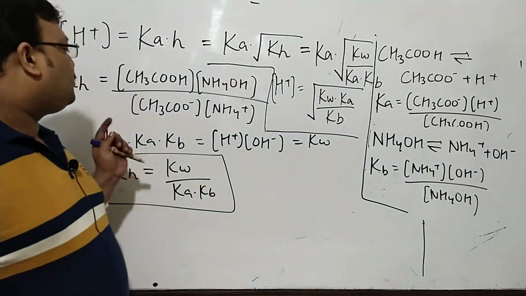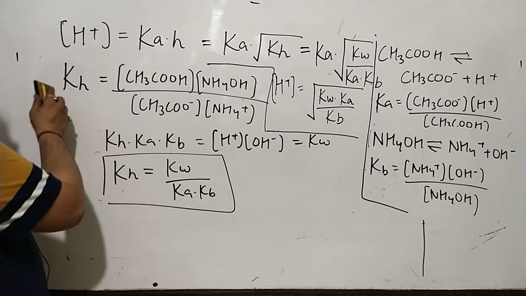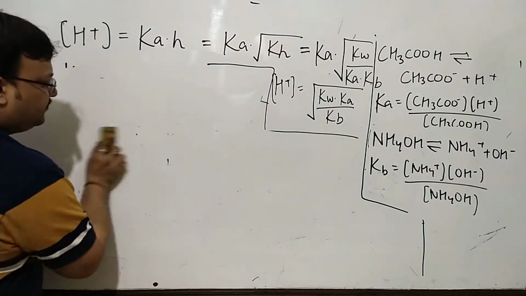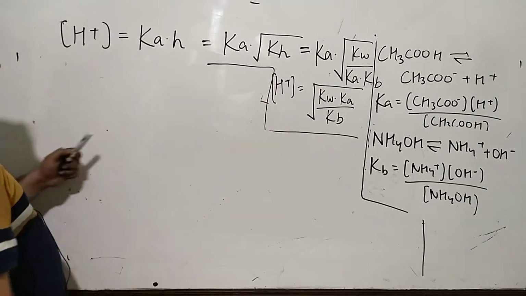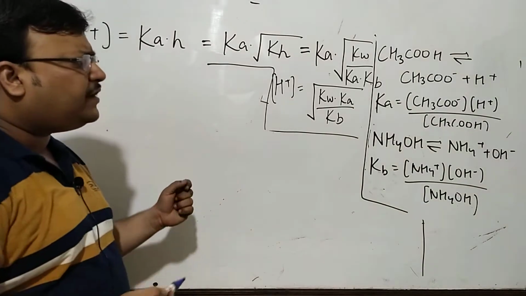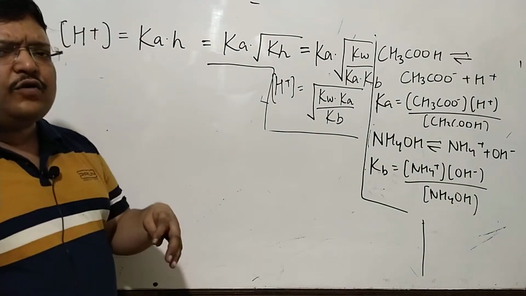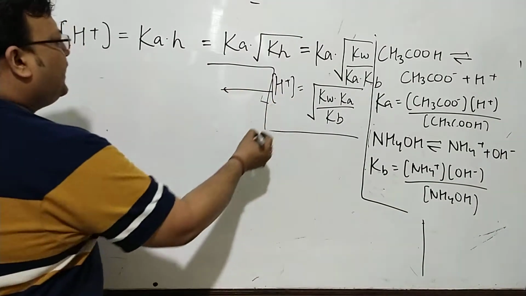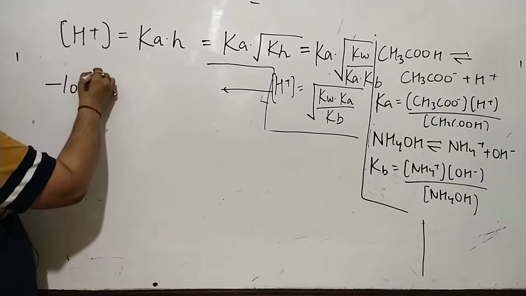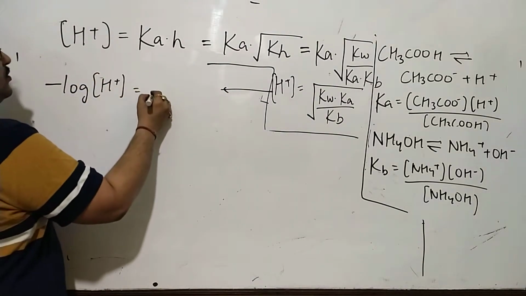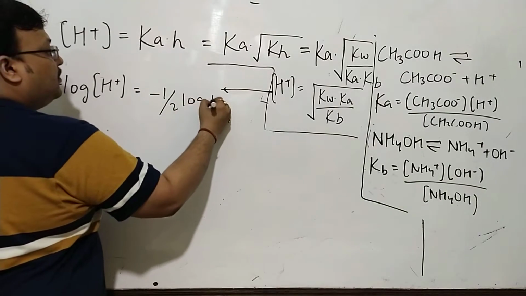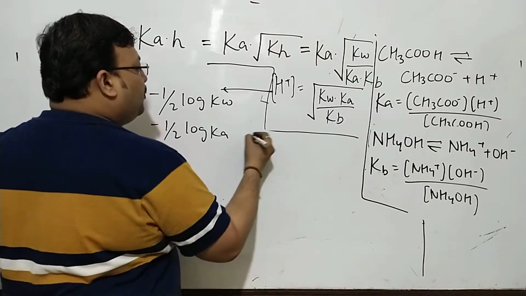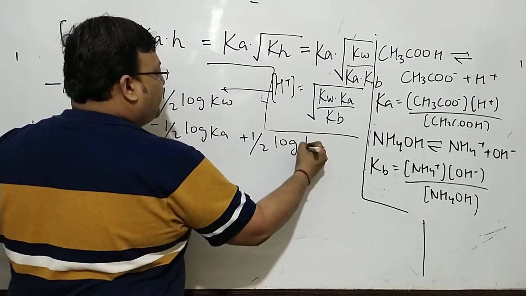So once you know that Kh into Ka into Kb is equal to Kw, I'll again want to remove this Kh value here, and I want to take minus log on both sides. I certainly need to remove the clutter. You will want to copy all of this and move accordingly. Now, if I take minus log on both sides, I get minus log of H plus is equal to minus half log Kw minus half log Ka, and because this is in the denominator, plus half log Kb.